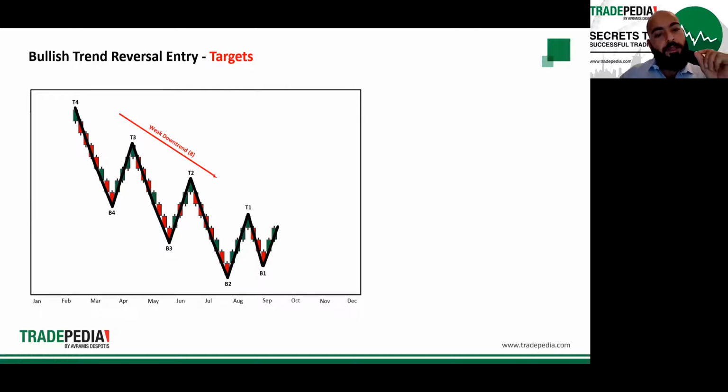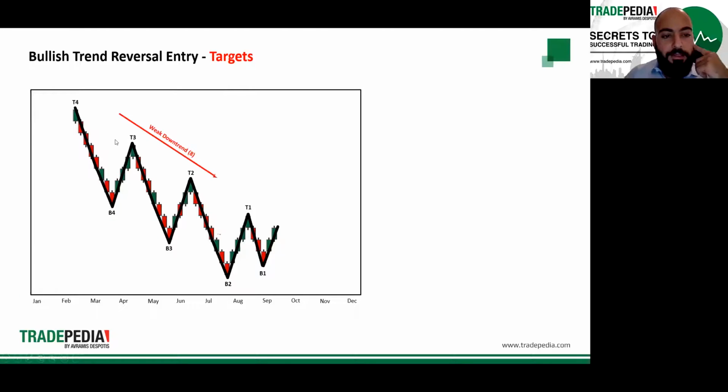Now, if we look at this chart in front of us here on this example, we can see a weak downtrend. Now, why do you think this trend is weak? By definition, a downtrend is made up of two components. It is made up of lower tops and lower bottoms.